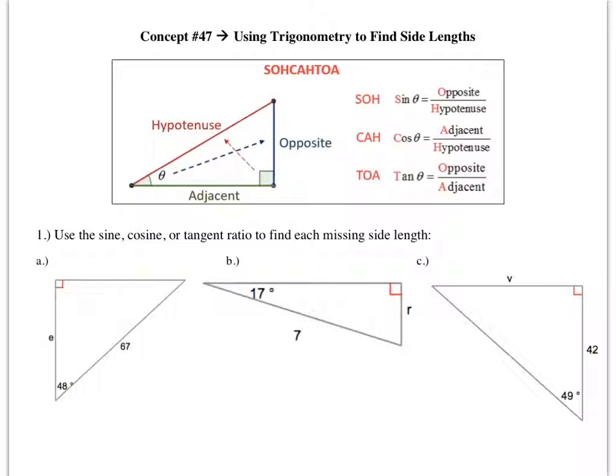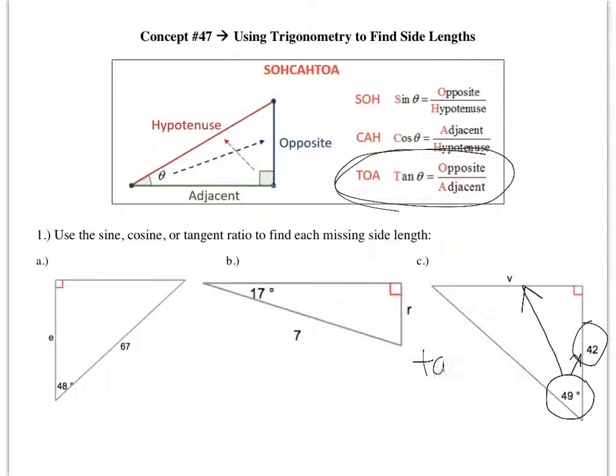Okay, on to our third one. If we look at the 49-degree angle, we can see that V is opposite from the 49 degrees, that's the opposite leg, and then 42 is next to it, or adjacent. So we're not using the hypotenuse this time, we're using opposite and adjacent, and if we look up at our ratios here, we're dealing with the tangent ratio. So we have the tangent of 49 degrees is opposite, which is V, over adjacent, which is 42.